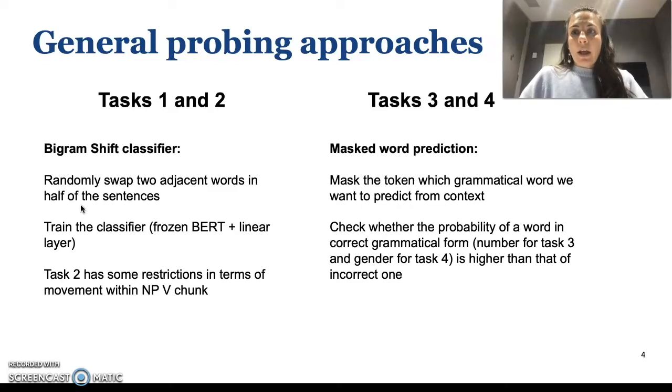For tasks 3 and 4, we use masked word prediction. So we mask a token, whose grammatical form we are trying to predict from the context, and check whether the probability of some word form, for example, for task 3, a word in correct number, and for task 4, a word in a particular gender, is different from what we expect.